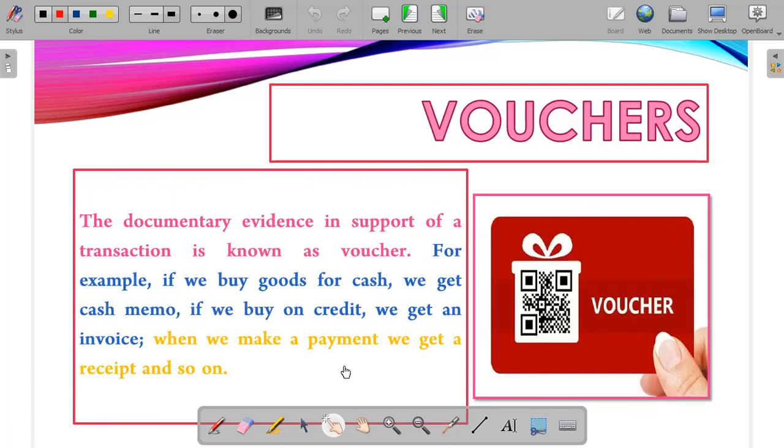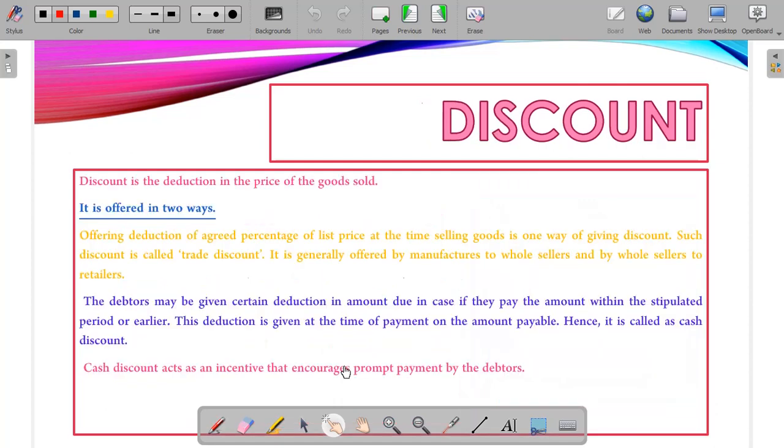The next term is the voucher. Vouchers are nothing but the evidence of transaction that the particular transaction has taken place in the organization. How do we come to know? We come to know by the help of the vouchers. Vouchers are also the source document, or we can say the evidence of the business transaction which took place in a business, right? For example, if we buy goods for cash, we get a cash memo. But if we buy goods on credit, we get an invoice. And when we make payment, we get a receipt and so on. So these are working as vouchers or source documents, evidence of any transaction taken place in the business.